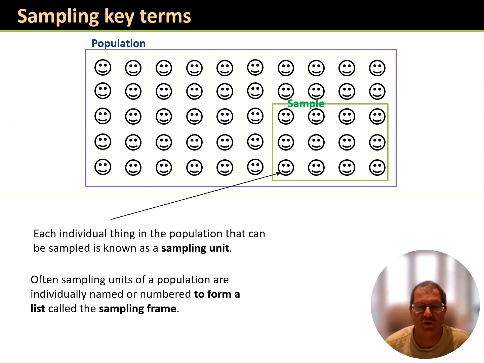Two more terms that feature on your glossary are the sampling unit and the sampling frame. So the arrow is pointing at one of the 50 people. Each individual thing in the population that can be sampled is known as a sampling unit. And often sampling units of a population are individually named or numbered to form a list called the sampling frame. So if you can't create a list of your population, then you cannot in theory sample it because you haven't got a sampling frame.